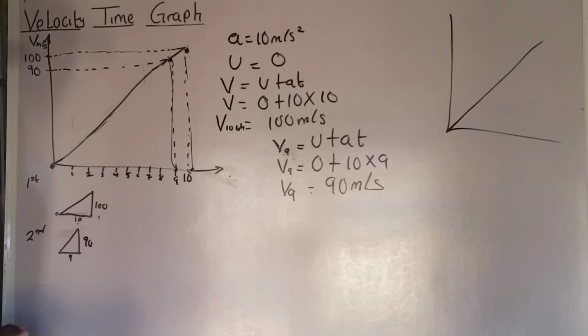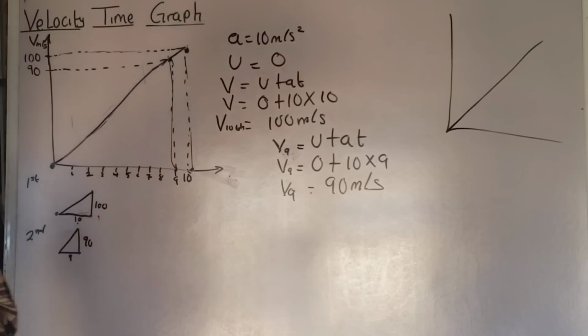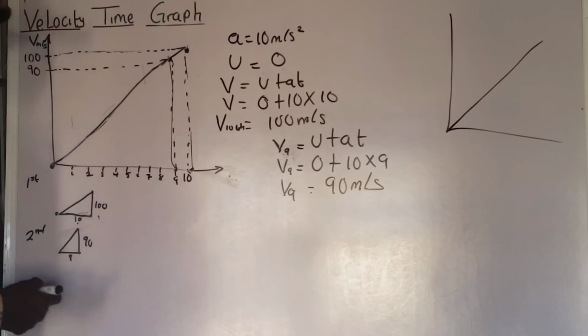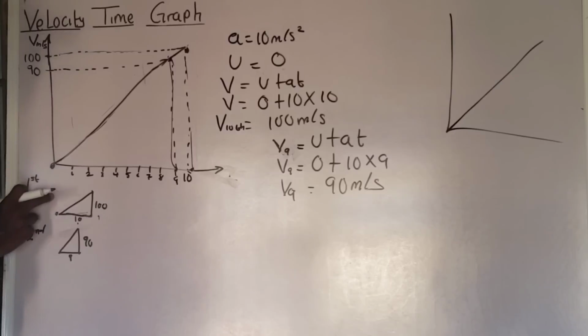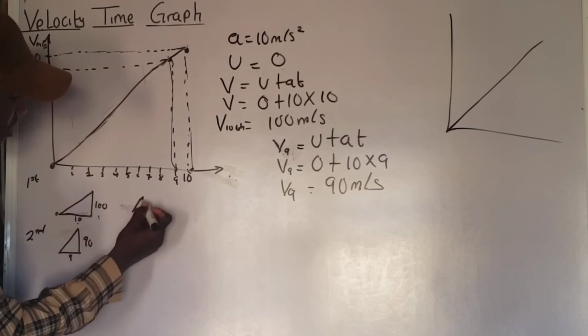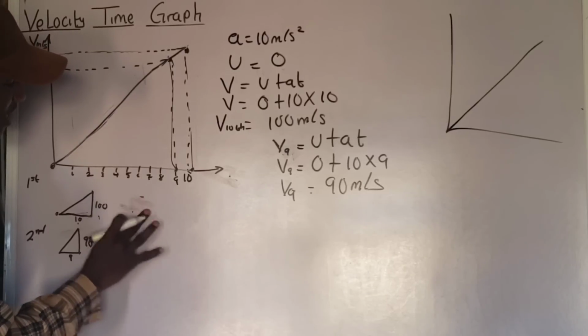Now, the distance that the car covered in the last second will be the difference between this area and this area. You know that in a velocity time graph, the area of the graph gives the distance. So if I want to calculate the distance that the car covered, I'm going to use the formula of a triangle. You understand? Let's calculate the area for the first triangle. I'm going to have area. Okay, let's call it distance now. Distance.